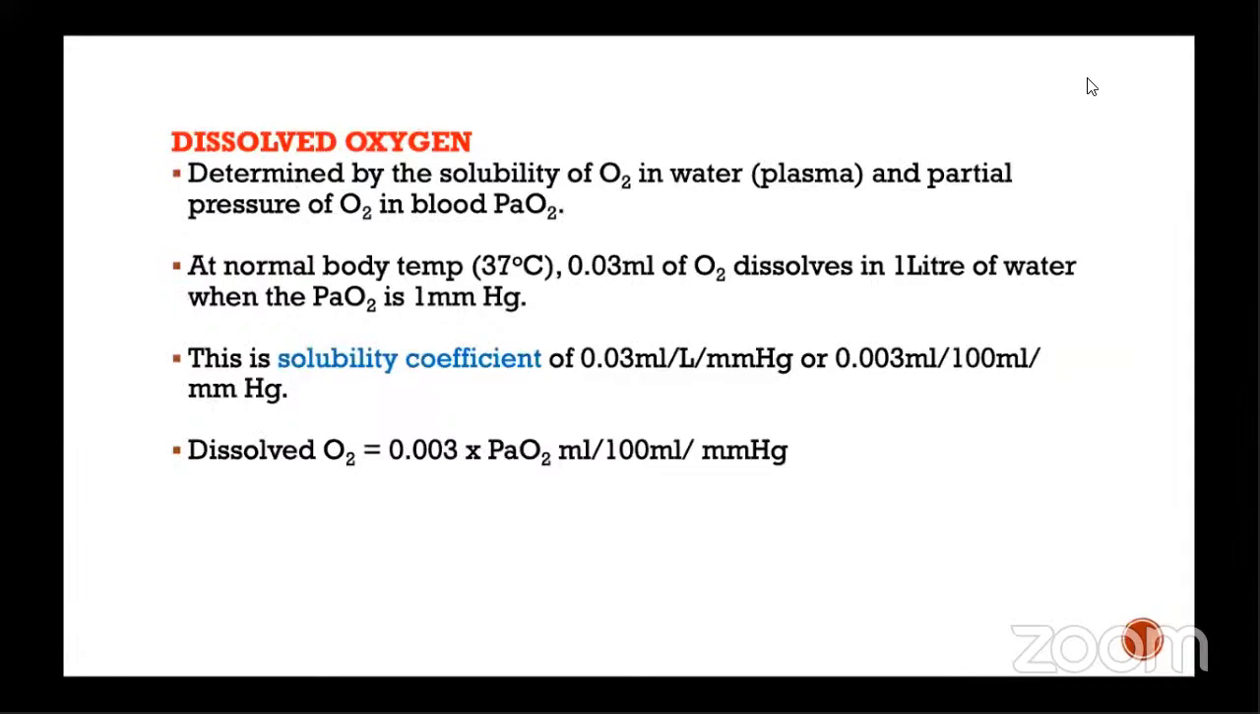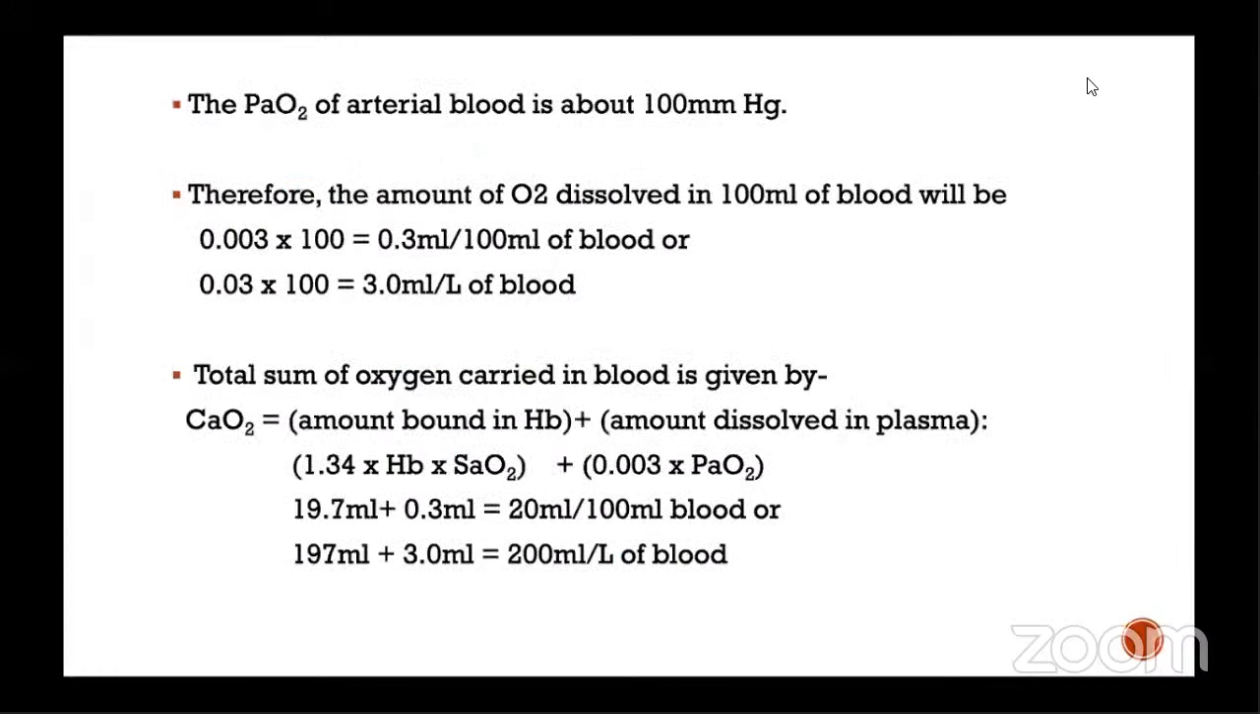What about the plasma contents? If we apply the same principle, but this time looking at the solubility coefficient of plasma, realize that at normal body temperature, 0.03 ml of oxygen will dissolve in 1 liter of plasma when the partial pressure is 1 millimeter of mercury. If we take into consideration that the arterial blood partial pressure is up to 100 millimeters of mercury, we can work it out.